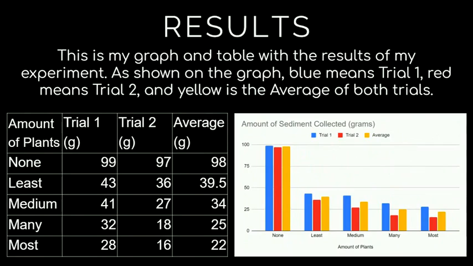Medium amount of plants. Trial 1, 41 grams, trial 2, 27 grams, average 34 grams. Many amount of plants. Trial 1, 32 grams, trial 2, 18 grams, average 25 grams. Most amount of plants. Trial 1, 28 grams, trial 2, 16 grams, average 22 grams. As you can see on the graph, the more plants I added, the less and less the sand and silt came out of the mouth of the bottle.